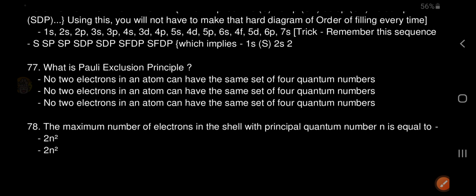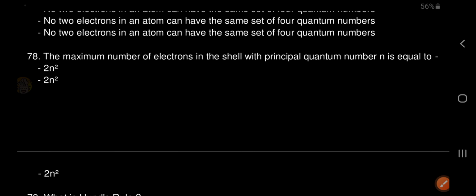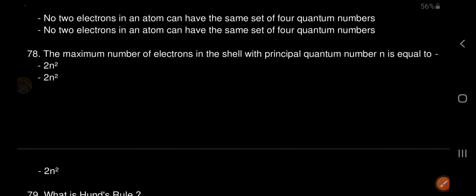What is Pauli exclusion principle? No two electrons in an atom can have the same set of 4 quantum numbers. The maximum number of electrons in the shell with principal quantum number n is equal to 2n square.